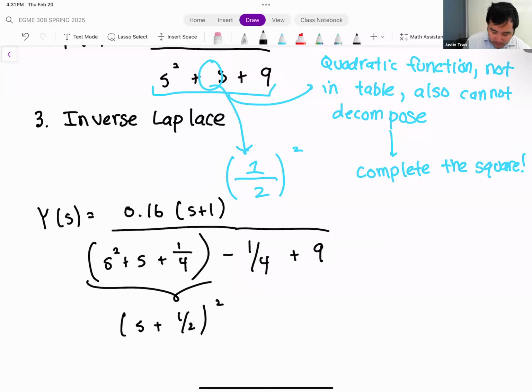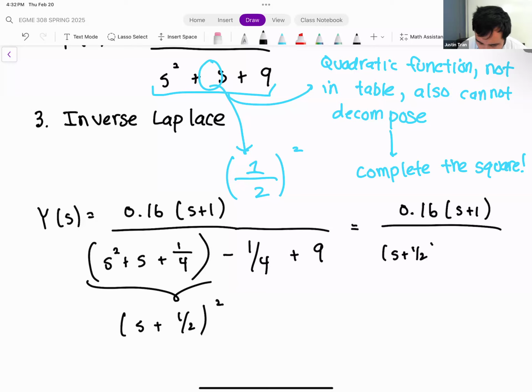Okay, so if we simplify this, first of all, we're going to take that square and replace that with the square. And then we need to evaluate 9 minus 1/4, which is a very awkward 35/4. So you have 0.16 s plus 1 divided by s plus 1/2 quantity squared plus 35/4.